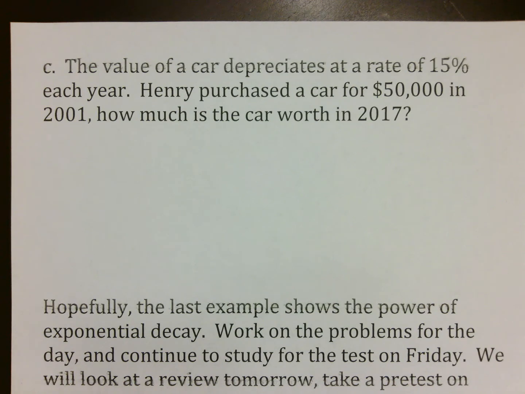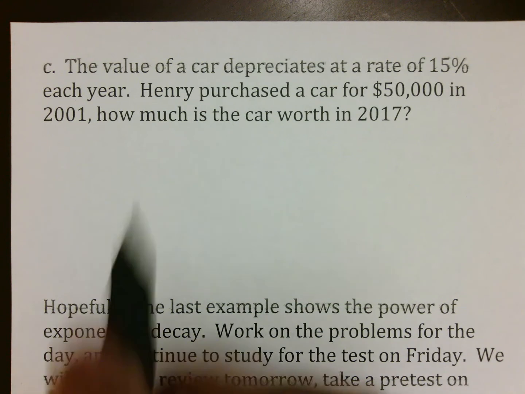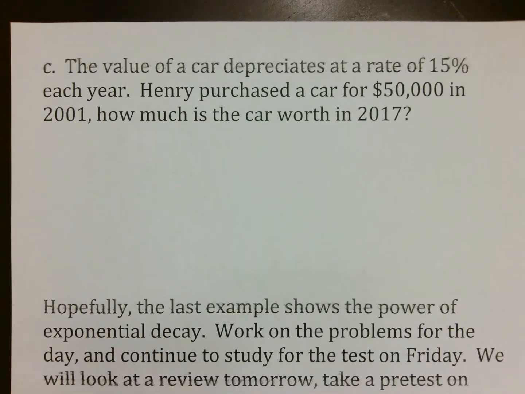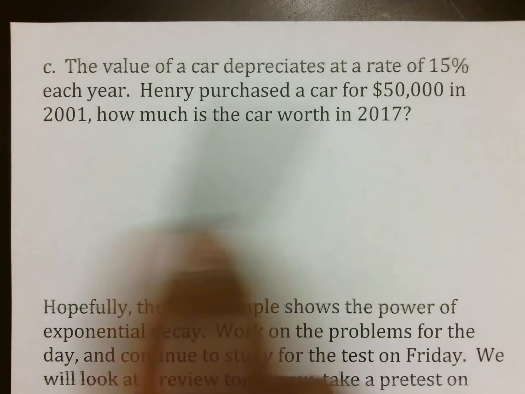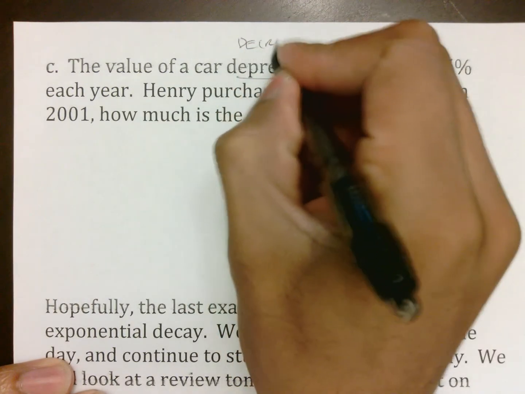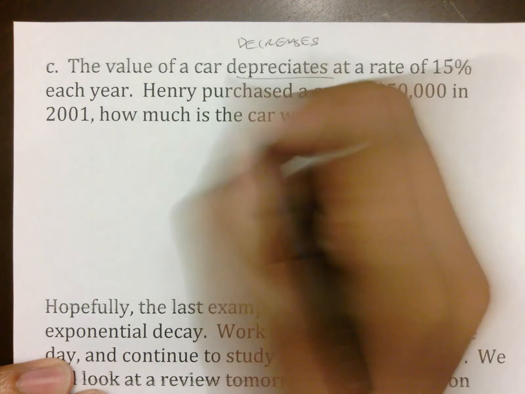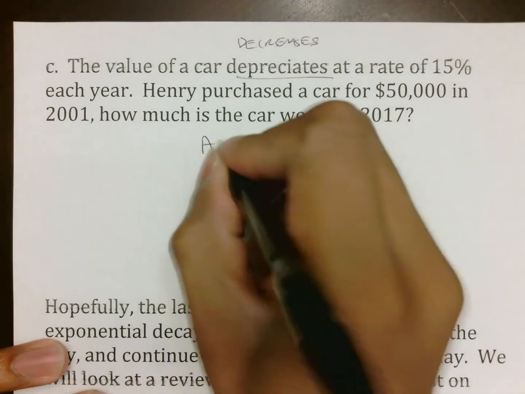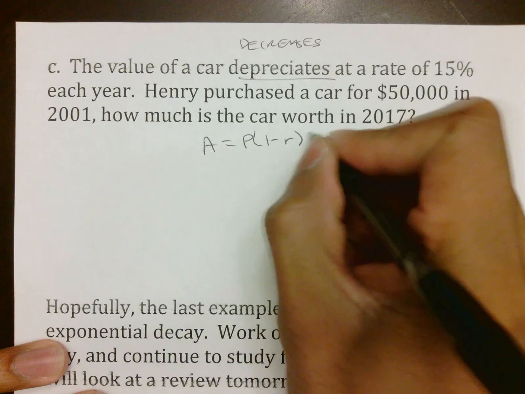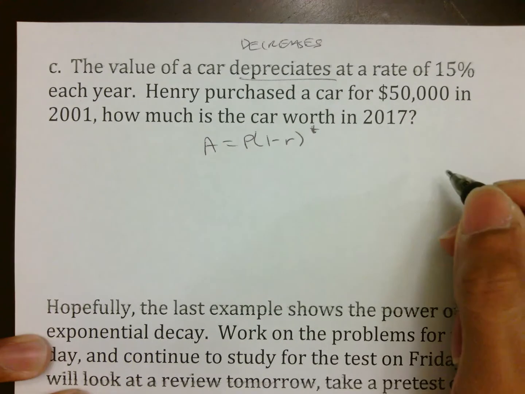A lot of this is common sense. Just like I said about investing, you have to kind of use your common sense to think if someone's investing money, it has to be growth because I'm not going to invest money to lose it. Well, I don't know any car that gains value over time except for the ones that, of course, are model cars that they don't drive. But again, if you purchase a car for $50,000 and you depreciate, it's kind of like it decreases. So that means it's going down. So we're going to use A equals P parentheses 1 minus R to the power of T in this one.